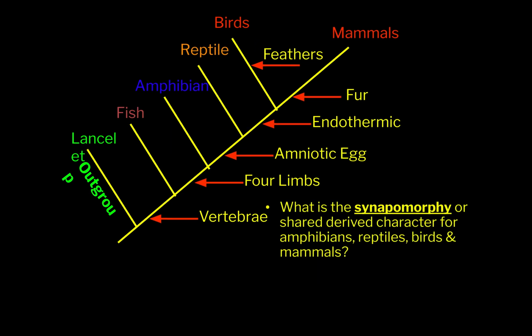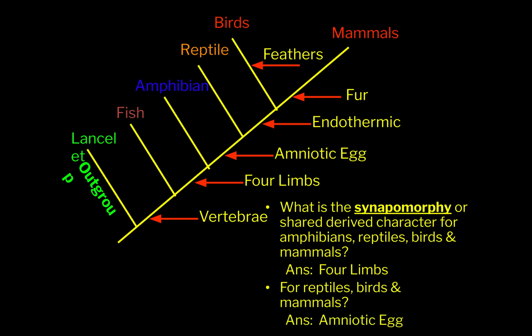All right, if I ask this question, what is the synapomorphic or shared derived characteristic for amphibians, reptiles, birds, and mammals? What is it that they share, that not everybody shares, but just they share? That's a synapomorphic characteristic. I'll give you a second. All right, if you said 4 limbs, you are correct. And here's another one. Let's get even more specific. What is a synapomorphic characteristic for reptiles, birds, and mammals? All right, if you said amniotic egg, you are correct.